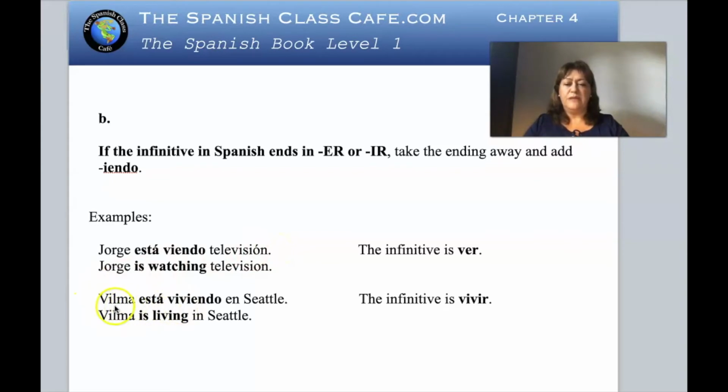Vilma is she. Vilma está viviendo en Seattle. And here is vivir. This is the ER and IR. Ver, viendo. Vivir, viviendo. Now we are also using the present tense of the verb to be, ser, estar, and then the ing word. Now, if I was going to change this for yo, then it will be yo estoy viendo televisión.